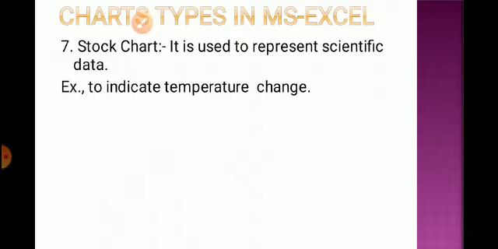Next chart is stock chart. The stock chart is actually high low close chart. The high low close chart is often used to illustrate stock prices. This chart can also be used for scientific data, for example, to indicate temperature changes.